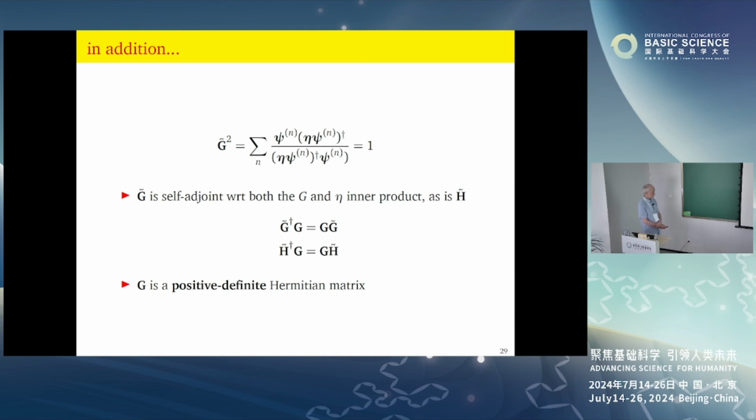Some other things, these relations say that this G twiddle is self-adjoint with respect to this new G inner product. And then H twiddle also ends up being self-adjoint with respect to the new inner product. They're also self-adjoint with respect to the old eta inner product. Now, the thing we're mostly interested in is the fact that this matrix G is a positive definite Hermitian matrix, which you could easily see from the previous explicit result. So that's what's going to give us a sensible Born rule.